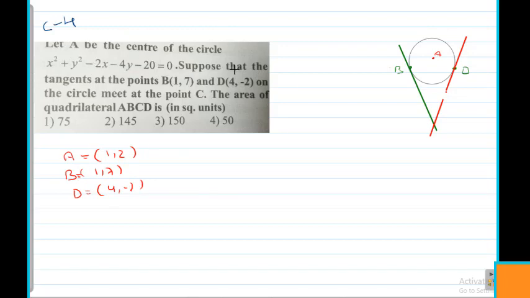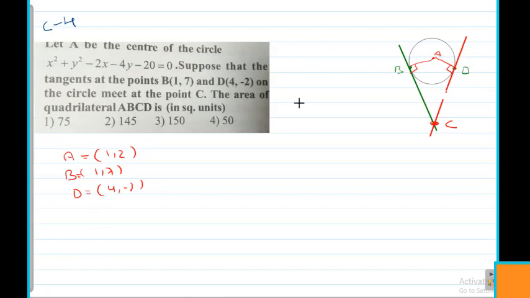Now I want to read the problem. Let A be the center of the circle. Suppose that the tangents at the points B and D are drawn. They meet at C. Okay. Now we want to find the area of this quadrilateral ABCD. Observe here. This is a tangent and this is a radius, so automatically this should be 90 degrees. This should be 90 degrees. It is always a cyclic quadrilateral. We want to find its area.